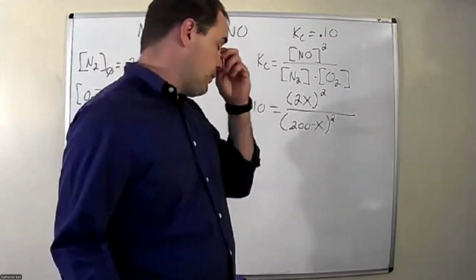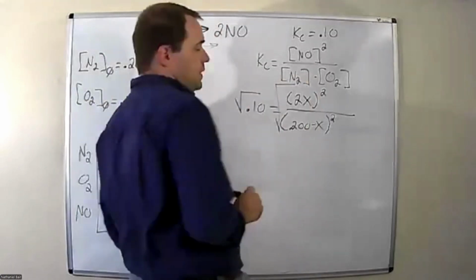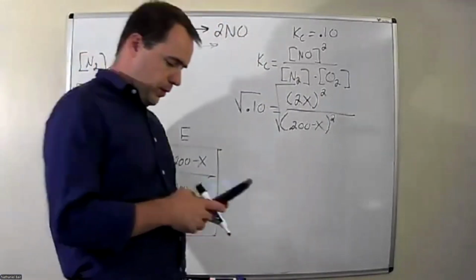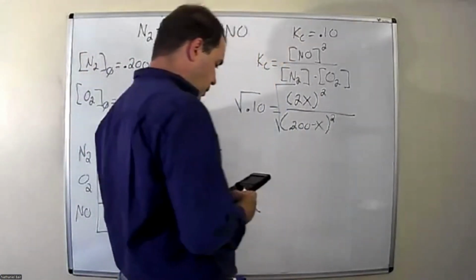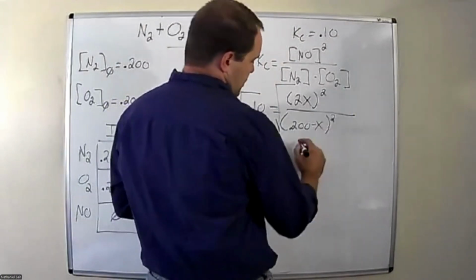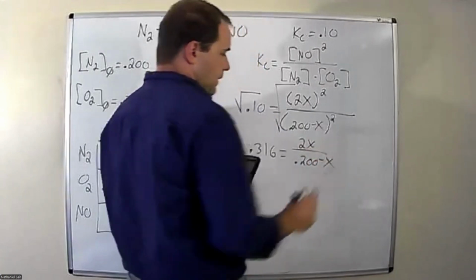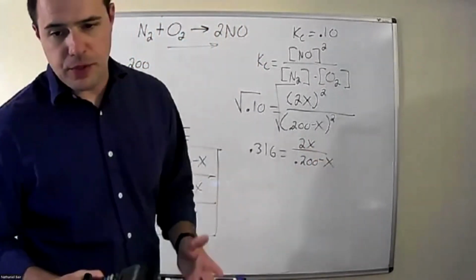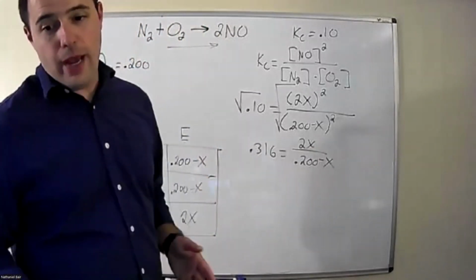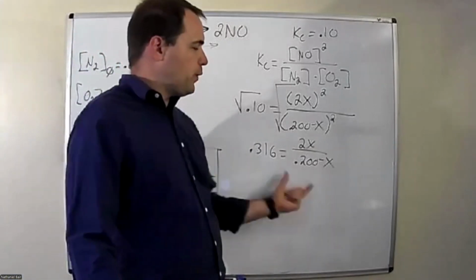Here's the amazing shortcut. If my numerator and denominator are both squared, I can take the square root of both sides and get rid of the square. So the square root of 0.1 is 0.316. Now you drop the squared, so that's 2x over 0.200 minus x. You're still going to have to solve for x, but at least we don't have a polynomial, right? This is just good old-fashioned algebra 1. So I want you to try to solve for x now.